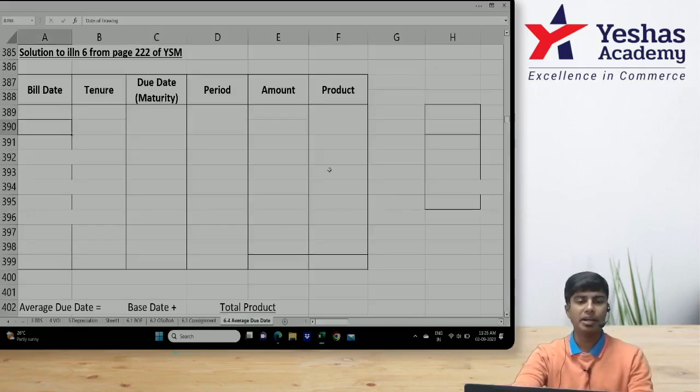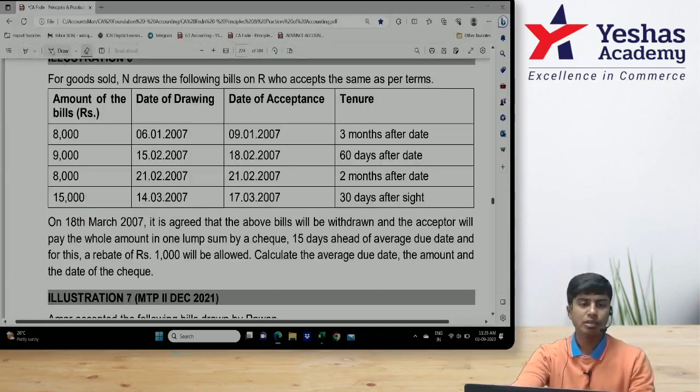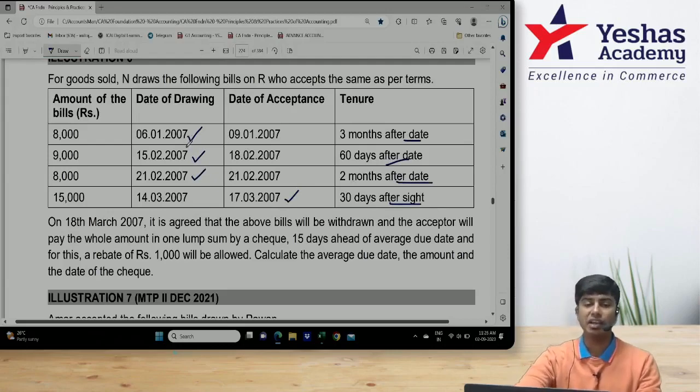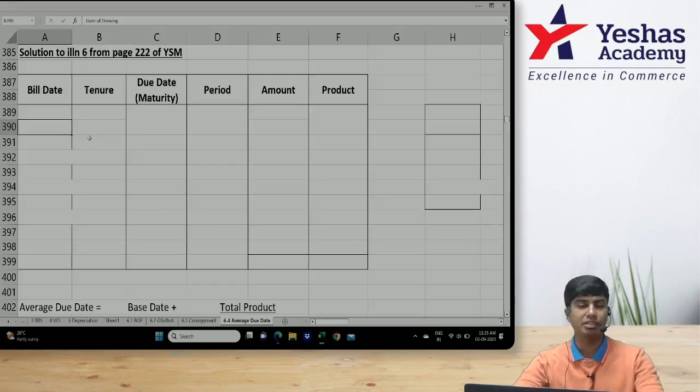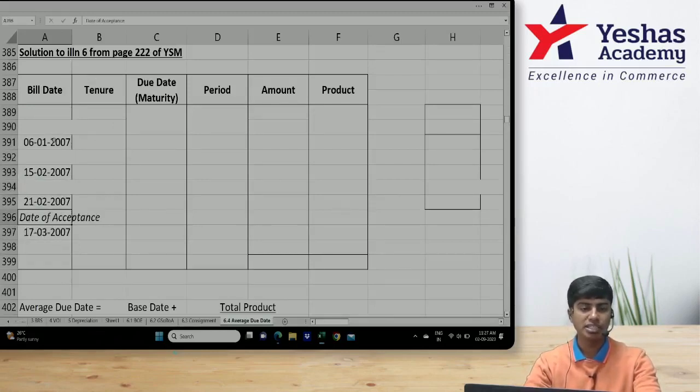Let's write bill date. For the first one, observe, it is after date, so it is date of drawing. Bill after date, date of drawing. Bill after date, date of drawing. Bill after sight, date of acceptance. So bill date is 6th January, 15th February, 21st February, and 17th March. Shall I read? Yes. 6th January, then 15th February, 21st February, and 17th March. This is date of acceptance. For other things, it is date of drawing.